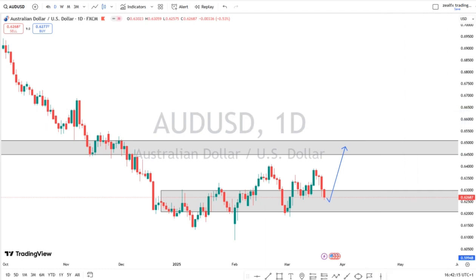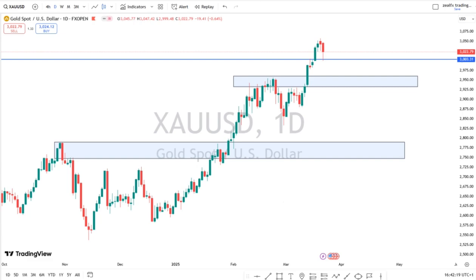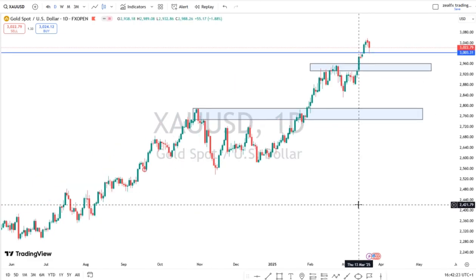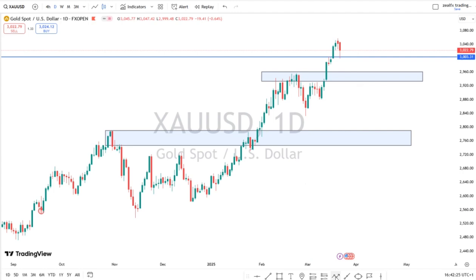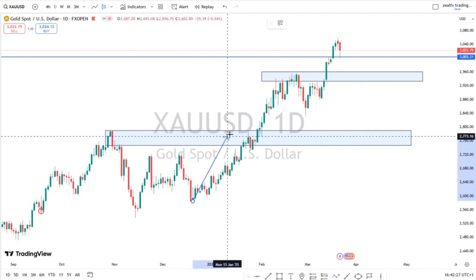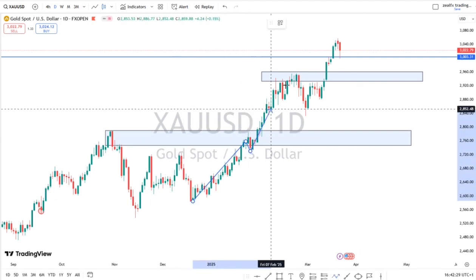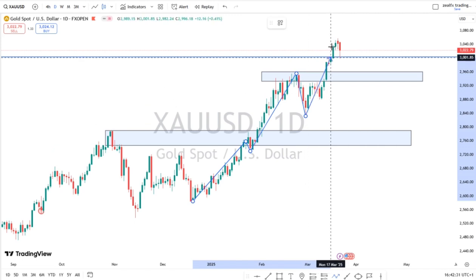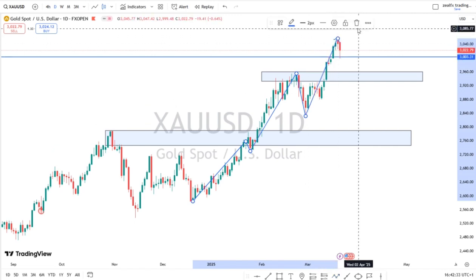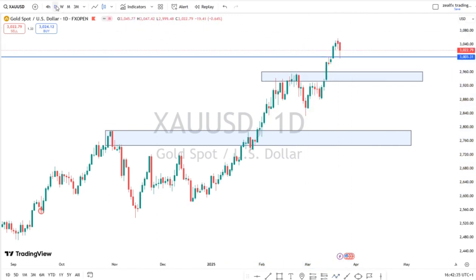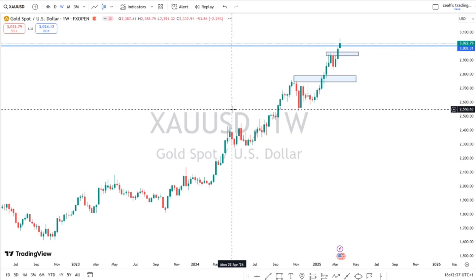So let's go to our next pair, which is the gold USD. Gold USD on the daily chart still has the uptrend structure. So we have the uptrend structure on the gold USD. So now we have this uptrend structure, we expect gold to continue to push higher in the coming weeks. So let's look at the weekly chart of the gold USD.